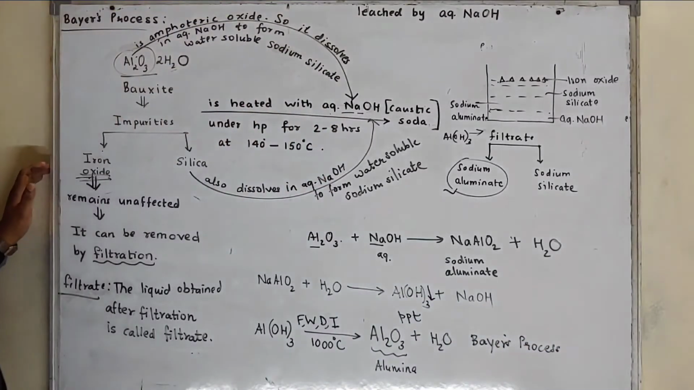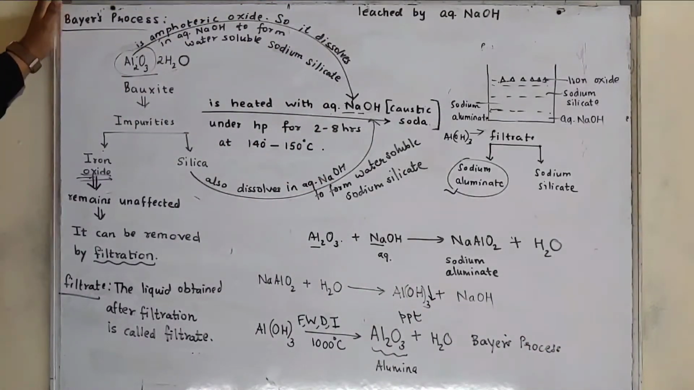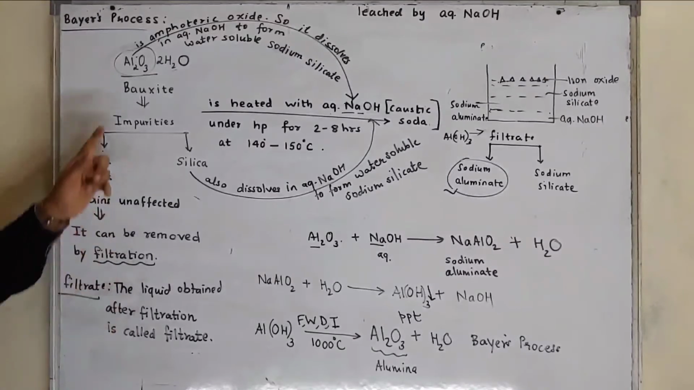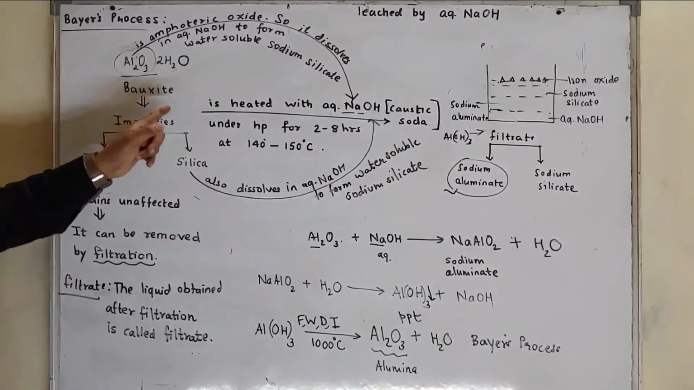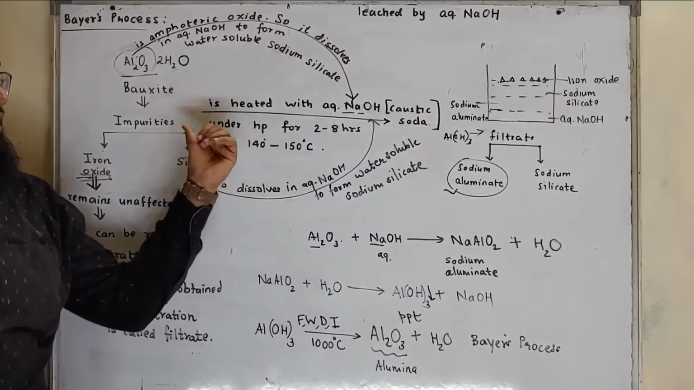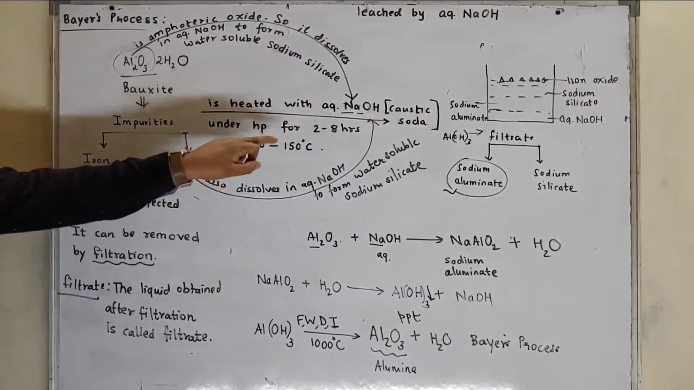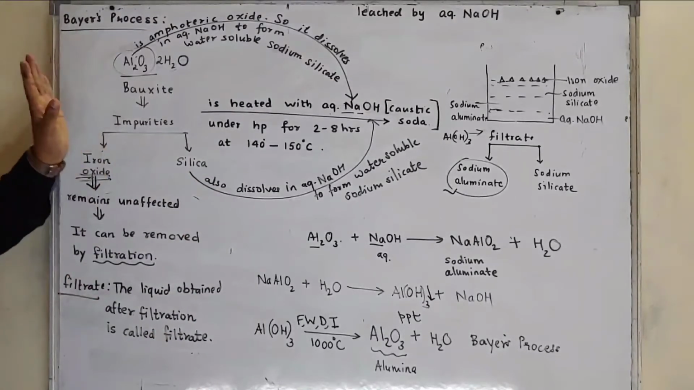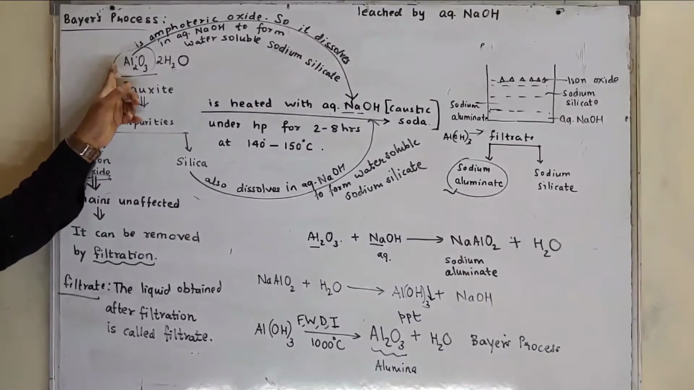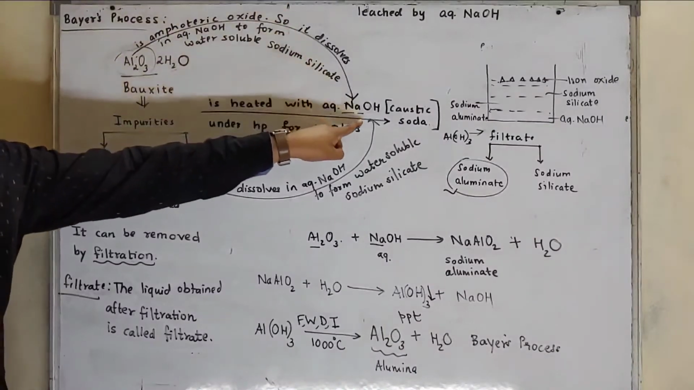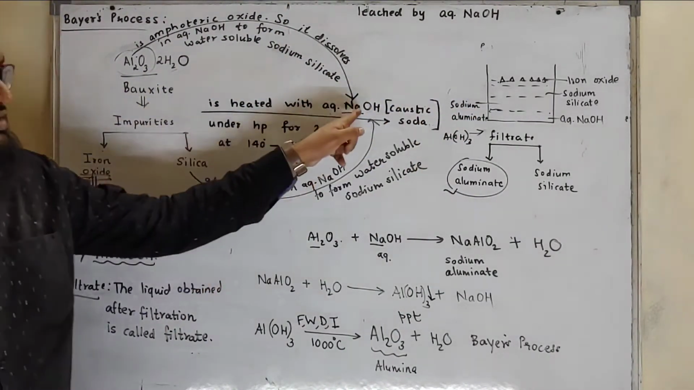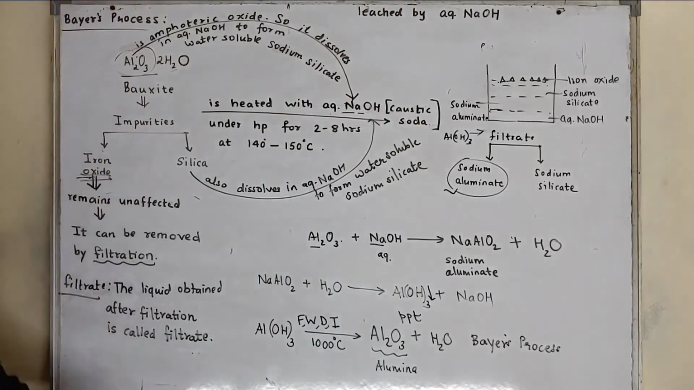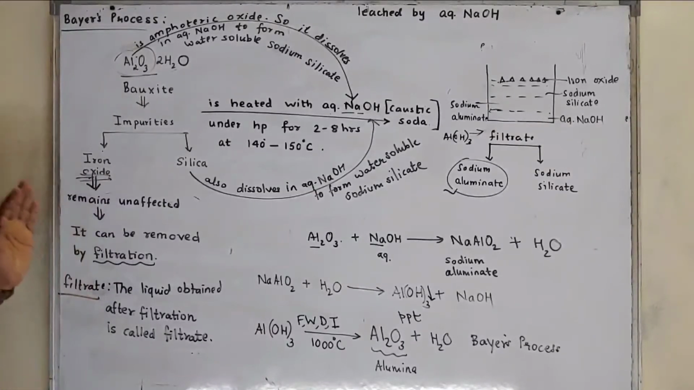So what is Bayer's process? Firstly, bauxite is the main ore of aluminium. Bauxite contains impurities like iron oxide and silica. The ore is powdered and crushed and heated with aqueous sodium hydroxide under high pressure for 2 to 8 hours at 140 to 150 degrees Celsius. Out of this ore, aluminium oxide is amphoteric, so it dissolves in aqueous sodium hydroxide to form water soluble sodium aluminate. Silica also dissolves. What does it form? Sodium silicate. But iron oxide remains unaffected, so it can be removed by filtration.